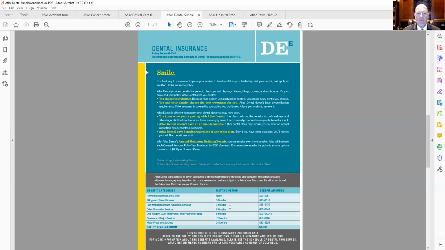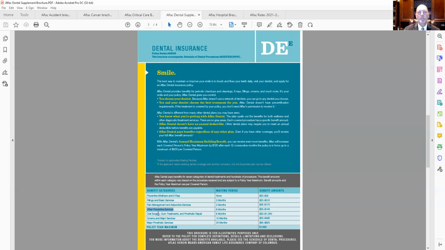After you've had the plan for 3 months, Aflac covers pain management, and that includes nitrous oxide, deep sedation, IV therapy, literally every type of sedation. After 6 months for the children, we have another benefit called other preventative services. And if the children need to have their teeth sealed because they've lost their baby teeth and they now have adult teeth, or they need to have space maintainers because of crowding, that's covered on the plan after 6 months.